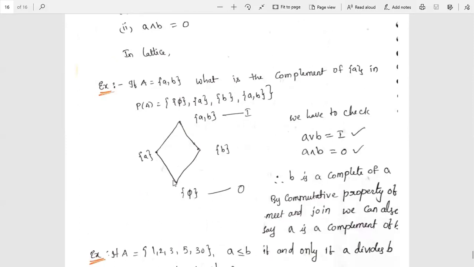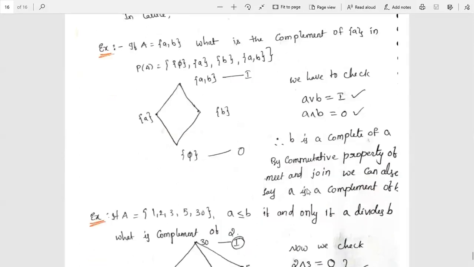The second property is that {a} and {b} meet to the least element, the greatest lower bound. Yes, {a} meet {b} is the least element, the empty set, represented by 0. So it also satisfies the second condition. From this we say that B is a complement of A. By the commutative property of meet and join, we can also say A is a complement of B.